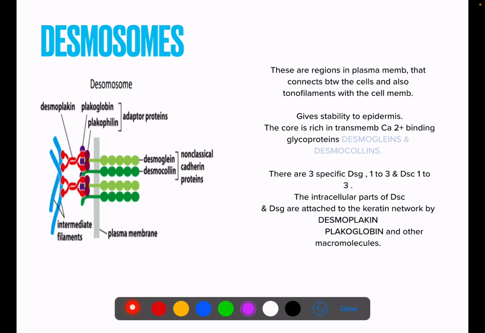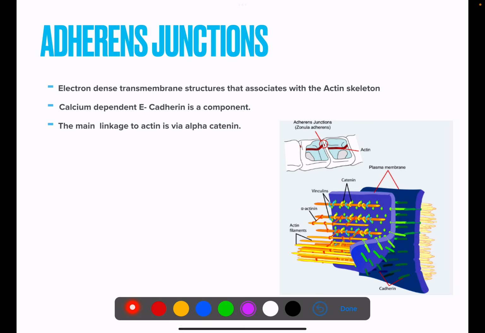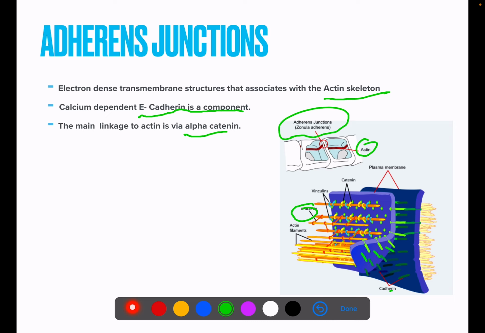The intercellular parts of desmocollin and desmoglein are attached to the keratin network by desmoplakin, plakoglobin, and other macromolecules. Adherens junction: electron dense transmembrane structures associated with the actin skeleton. Calcium dependent E-cadherin is a component. The main linkage to actin is via alpha catenin. Here we have the structure again: catenins, plasma membrane, vinculin, alpha actinin. Actinin is too much in depth, not required, but you must have an idea of what this image is.